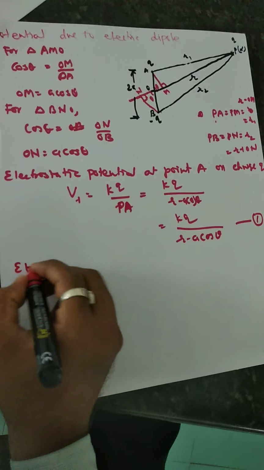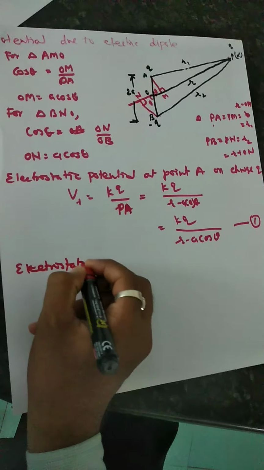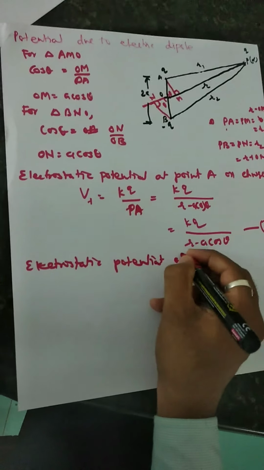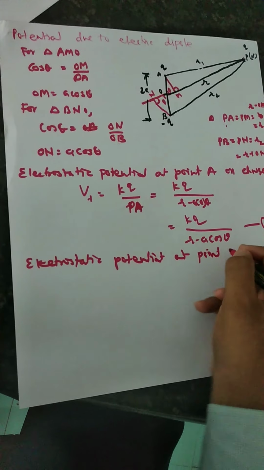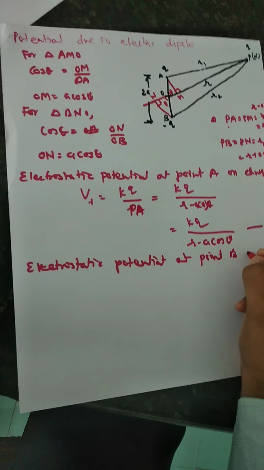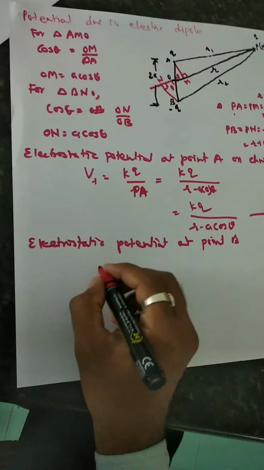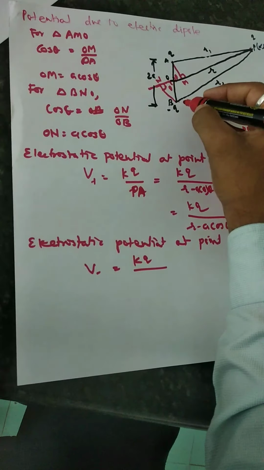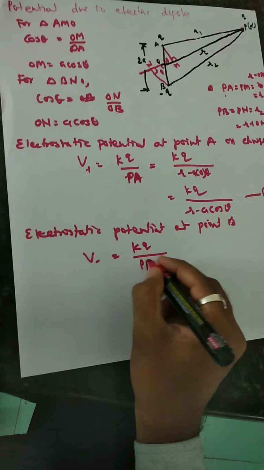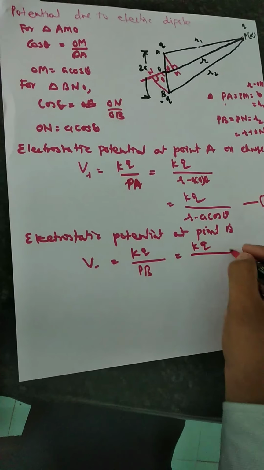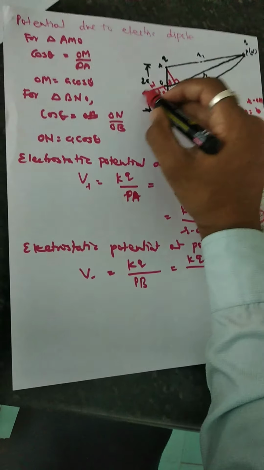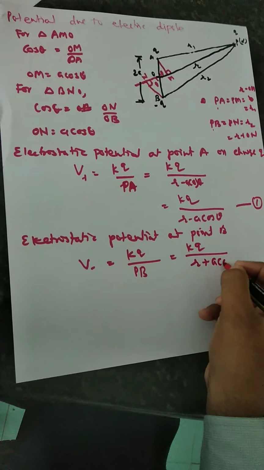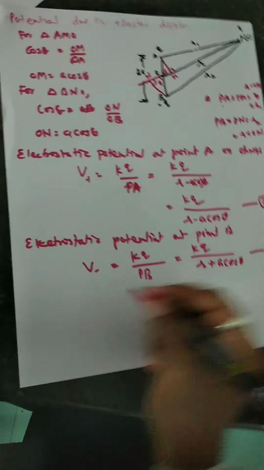In the same way, the electrostatic potential at point B, because of this charge minus q, is V minus is equal to kq upon PB. PB is equal to PN, which is PO plus ON, and PO is r, so that will be r plus a cos theta. That will be your equation 2.